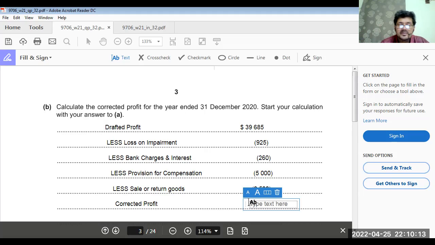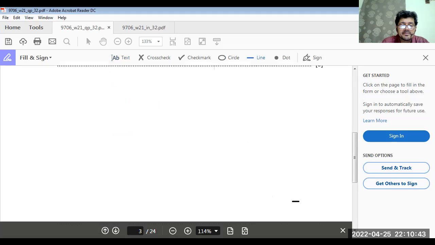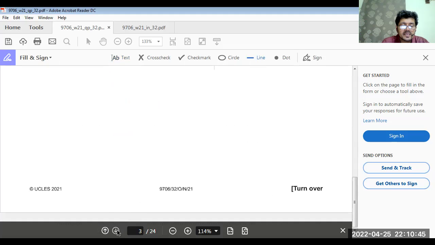So I'm going to use my cell phone calculator. Okay. This is 39,685 minus 925 minus 260 minus 5,000 minus 2,500. The answer would be 31,000. Corrected profit. Yes, here we'll write $31,000. Done. This is done.